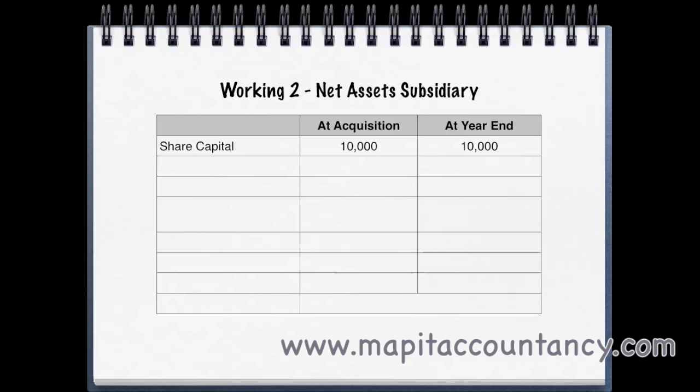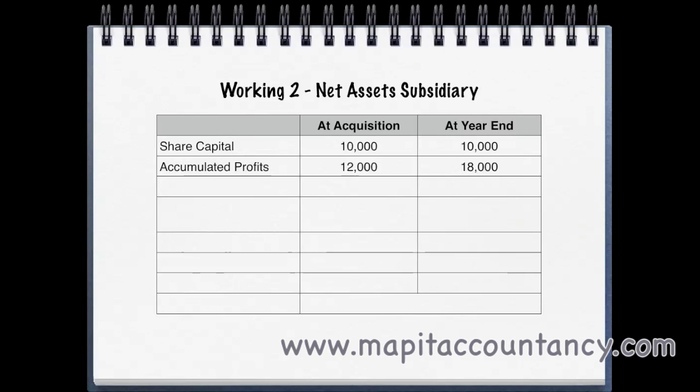And at the start of the year then, they were 12. So the accumulated profits at acquisition one year ago when we purchased Saracen were 12. We earned 6 in the year, so that at the year end we had 18.